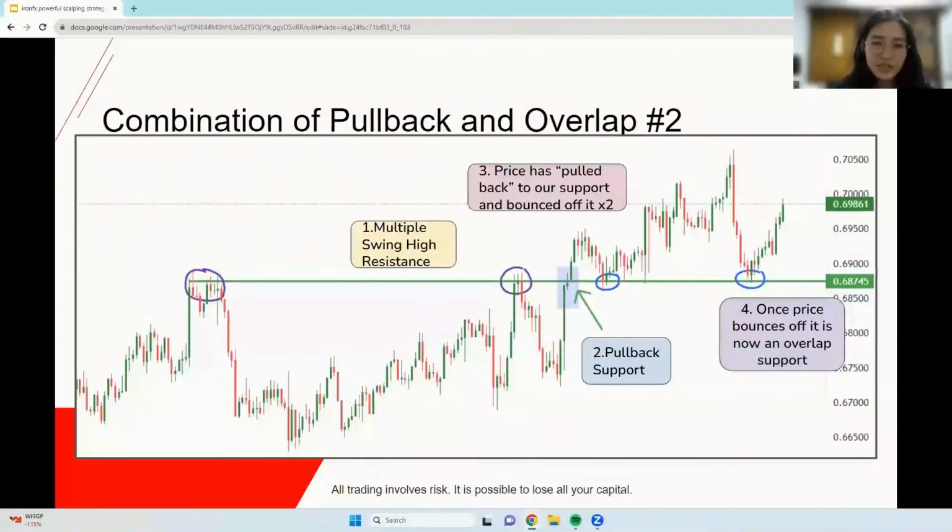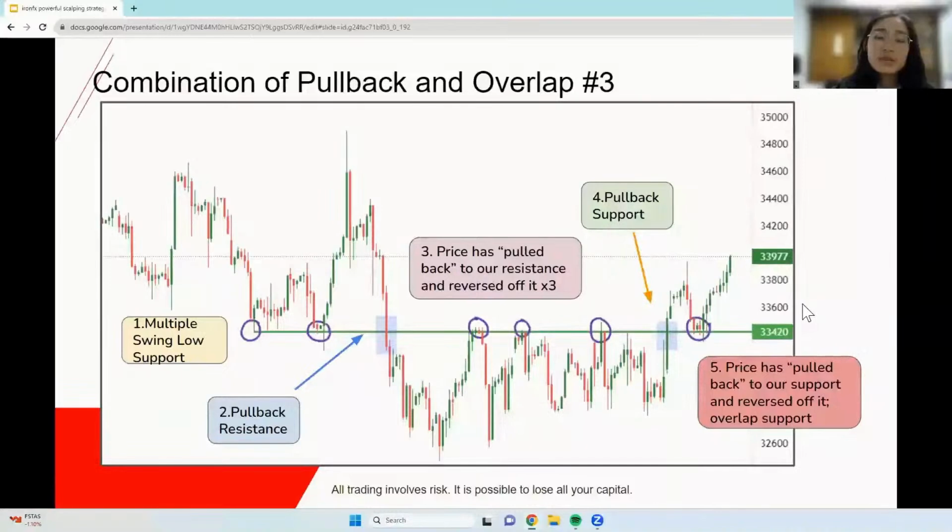Same concept over here. We have two swing high resistances and then a pullback support once price surpasses it. We can see price actually respected the area twice in this case. Once price bounces off of it, it then becomes an overlap support. So even after the first bounce off this level, it's already an overlap support. Normally, when it happens once, you can expect it to happen again.